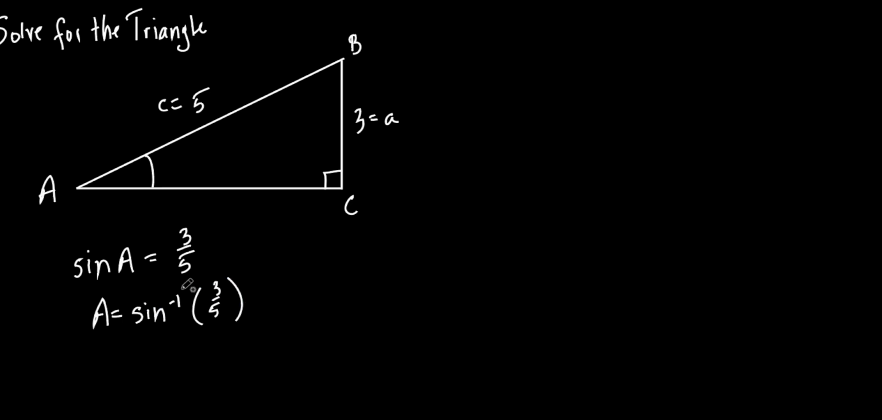Do you see the algebra? I have to get rid of sine. I don't divide by the sine, but I do take the inverse of the sine. All right? And I do that to both sides. On the left side, it'll cancel out. On the right side, I'm going to get the inverse sine of 3 over 5.